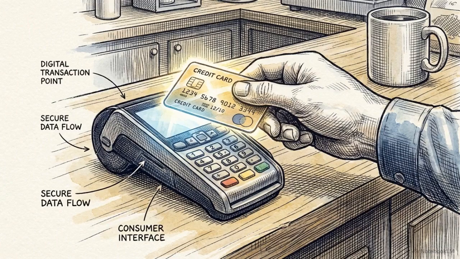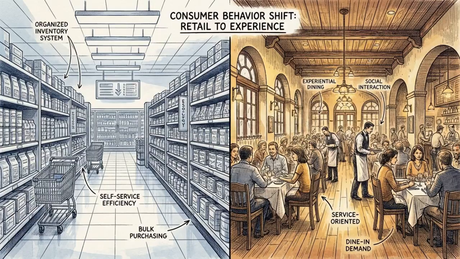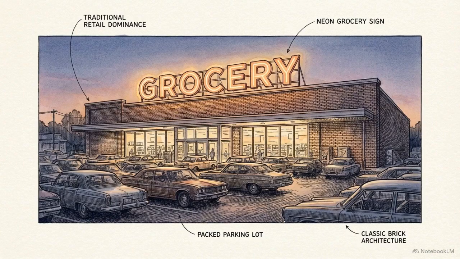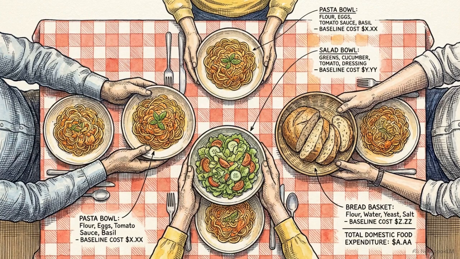The final node is the consumer interface. Here, a slow-moving shift in consumer behavior recently triggered a structural change across the entire chain. For decades, the traditional grocery store dominated the market. Americans consistently spent the vast majority of their food dollars on supplies to cook at home.